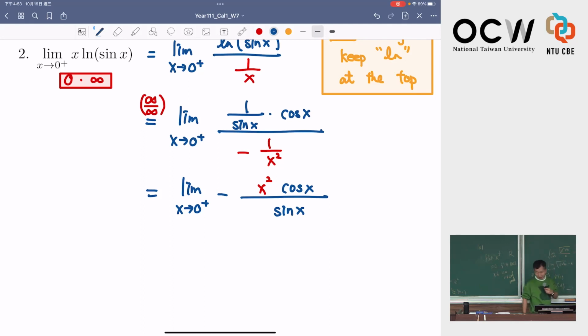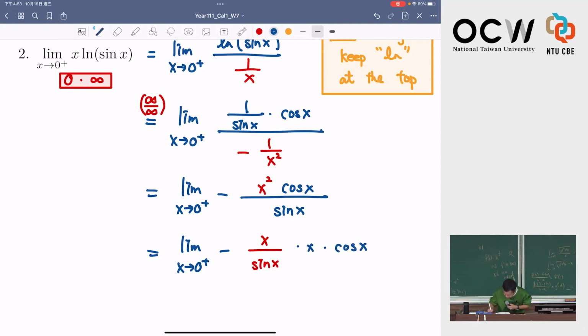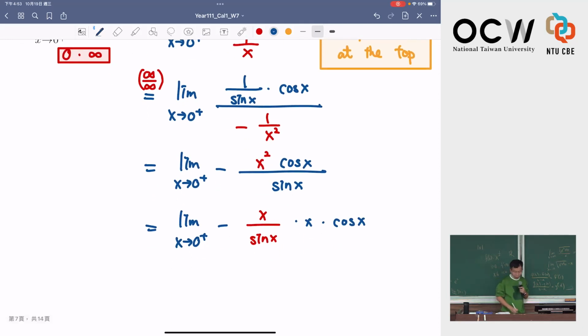Of course, you can L'Hopital it again because this is 0 over 0 form. But if you are like me, who don't belong to the religion of L'Hopital, then you can rewrite this as minus x over sine x times x cosine x. The reason why I do that is, recall, sine x over x, the limit is 1. So minus 1 times 0 times 1, so the answer is 0.